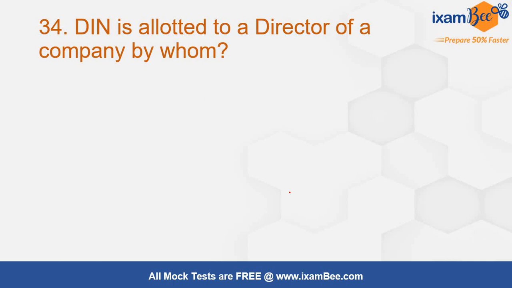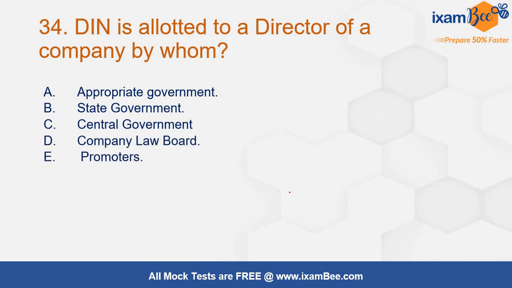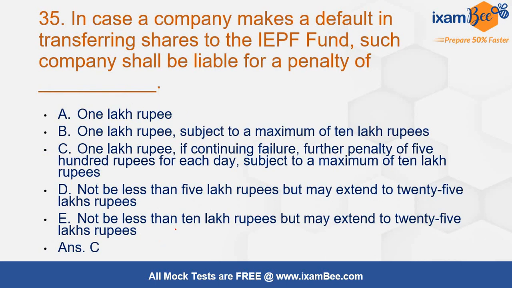DIN is allotted to a director of a company by whom? Appropriate government, state government, central government, company law board, promoters. Now DIN is allotted by whom? Director gets his identification basically. So that is given by the central government, and section 154 talks about this particular provision. Now you may also be asked how much time it takes. So that has to be done within 1 month from the receipt of application under section 153. For that, an application has to be made and the director identification number is given in 1 month.